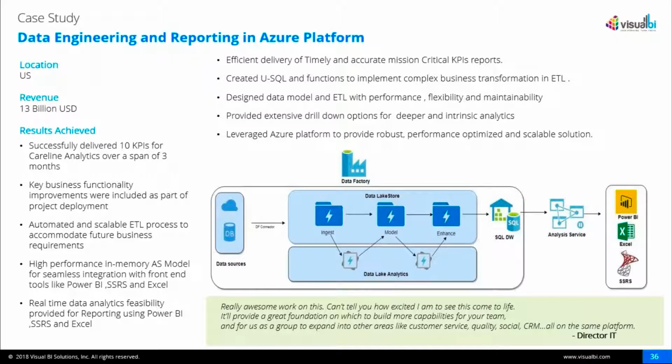This is a project that we did for a large multi-brand corporation in the US. Here, analytics consisting of 10 mission-critical KPIs were delivered as part of this solution, where Azure ETL with performance, flexibility and ease of maintenance was delivered to the customer. SQL and functions were used to handle complex business logic. The KPIs that were delivered were instantly leveraged by the business functions, and the customer realized the return on investment instantly post go-live. This is one of the very successful projects that we have delivered.